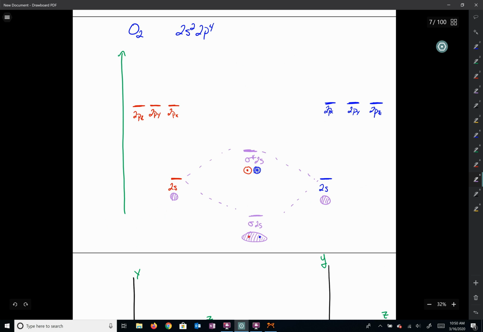So let's go up here. We'll bring our px. Remember, if we are making a head-on collision, sigma 2p, that would be a sigma bond that we form. And we would form the corresponding anti-bonding combination, so sigma star 2p orbital. Cool.